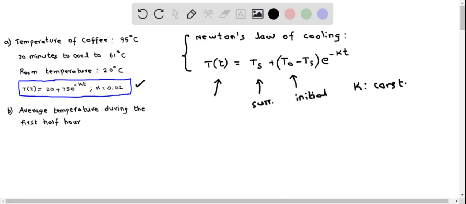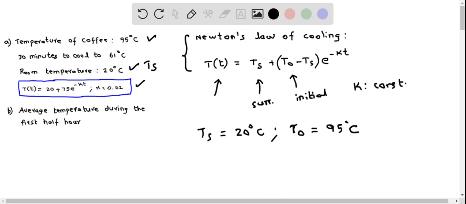So in our case, the room temperature is given as 20 degrees C. This is basically the surrounding temperature. So we have the surrounding temperature Ts equal to 20 degrees centigrade, and T naught, which is the initial temperature of the coffee, equals 95 degrees centigrade.